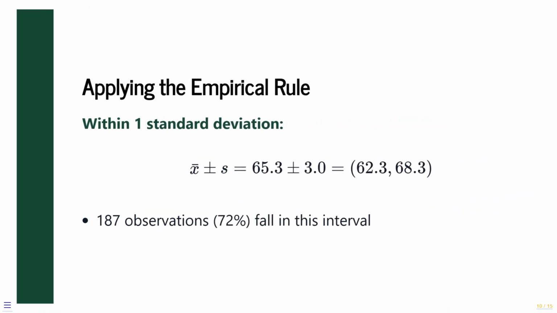Let's compute the interval for one standard deviation. We see that x bar minus one standard deviation gives us a height of 62.3. X bar plus one standard deviation gives us a height of 68.3. According to the empirical rule, about 68% of observations should fall in this range. In the actual data, 187 observations, about 72%, fall within this interval. That's very close to the predicted 68%, which supports the idea that the distribution is approximately bell-shaped.